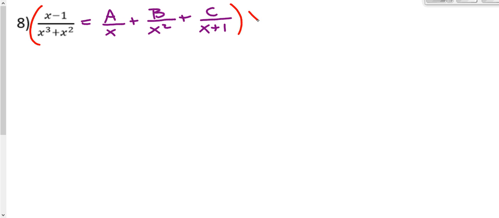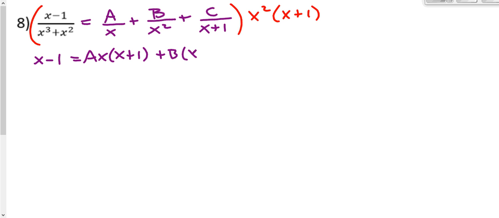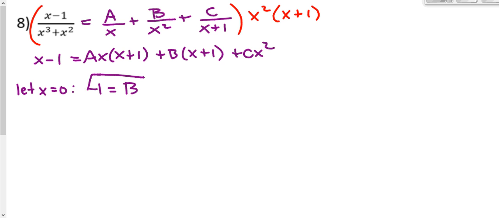Multiply both sides by all of that, and we get x minus 1 equals a times x plus 1 plus b times x plus 1 plus c times x squared. Let x equal 0, and we have -1 equals, the a term is 0, the b term will be b, and the c term will be 0. So now we know b. Let's let x equal -1, and we get -2 equals, the a term will be 0, the b term will be 0, the c term will be c times -1 squared, that's just c. So now we know c.